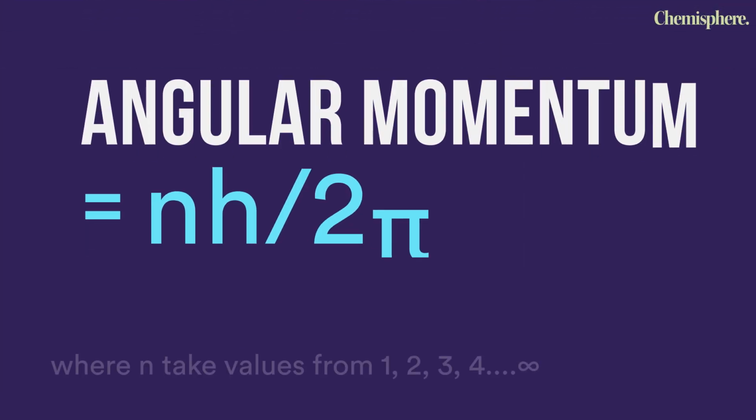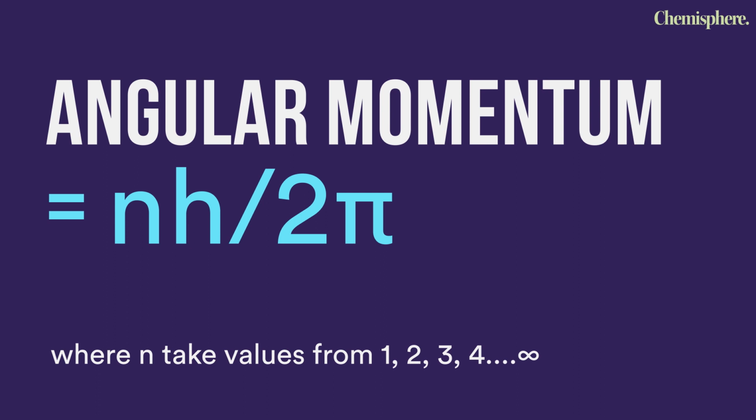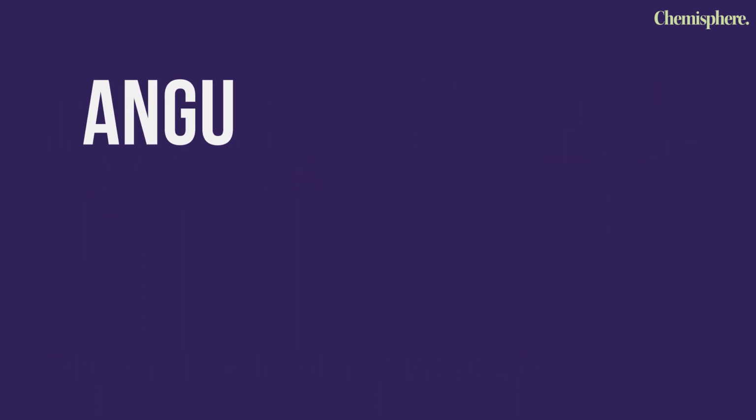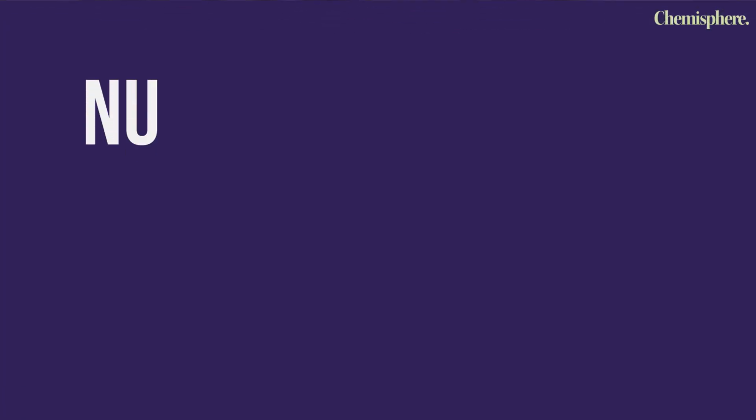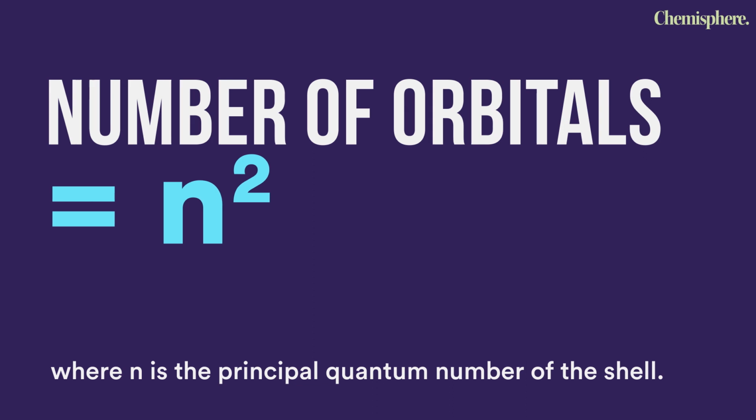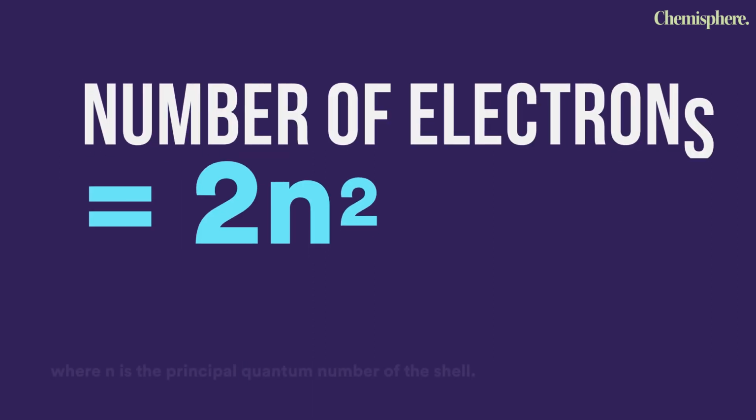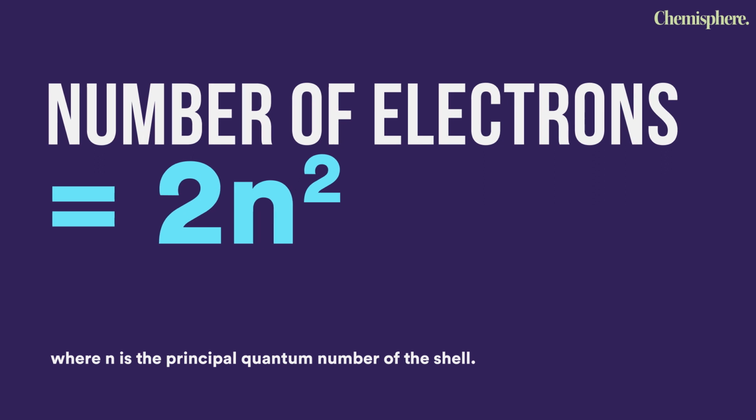We can also get a lot of different information by just knowing the principal quantum number. The first thing is the angular momentum of an electron. Angular momentum is given as nh by 2 pi, where n is the principal quantum number. Similarly, we can also count the number of orbitals. If the principal quantum number is n, the number of orbitals is given as n square. Each orbital can have at most 2 electrons, so we can say for sure that every shell can contain at most 2n square electrons.